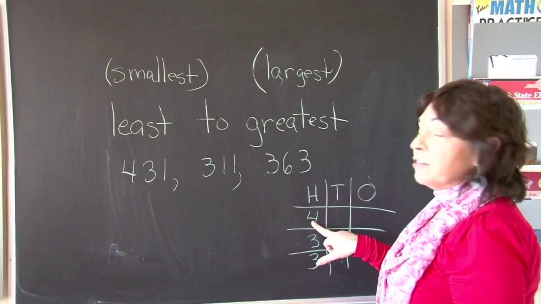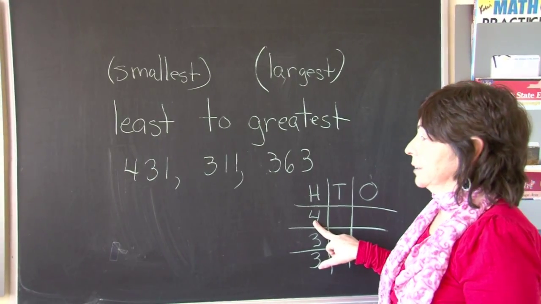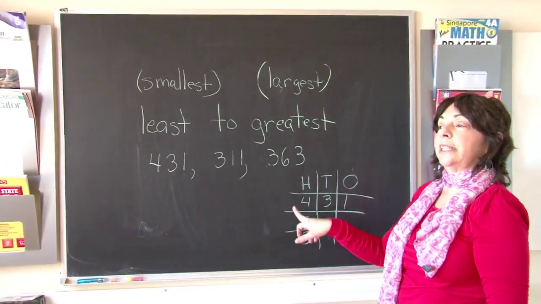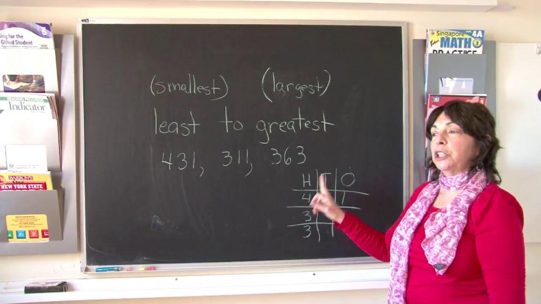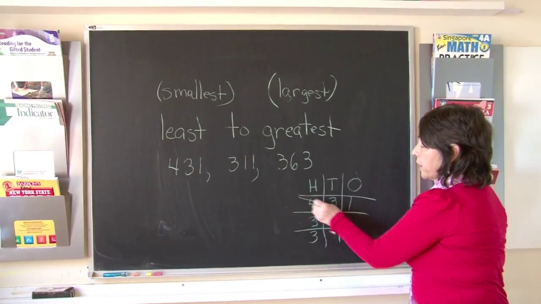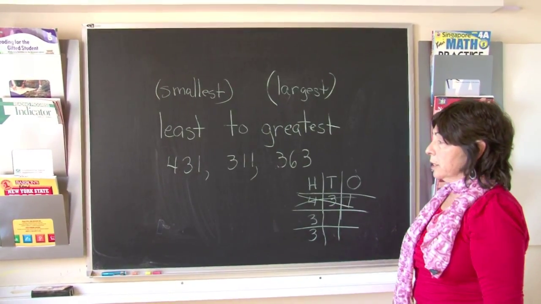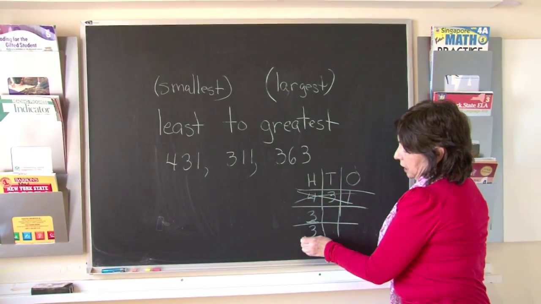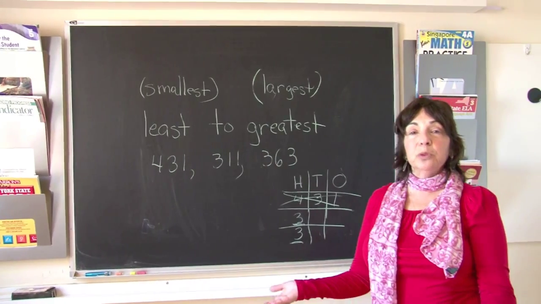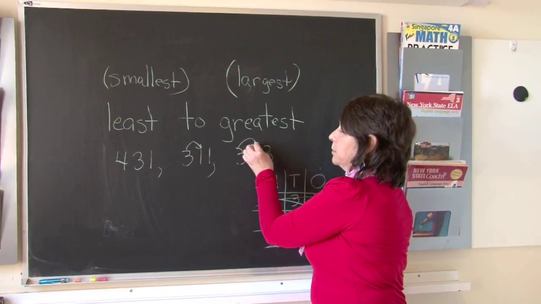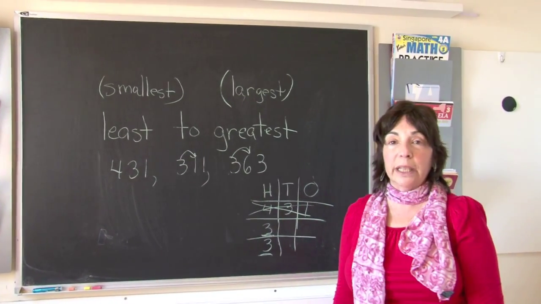So, having 400s makes it the greatest. We can list the tens and ones, but we really did not need to because 400s, which we should all know, is greater than 300s. So this is not the least number. But now look at the next two numbers. They both have 3 in the hundreds place. What do we do now? Now we must look in the tens column to find out the smallest number.